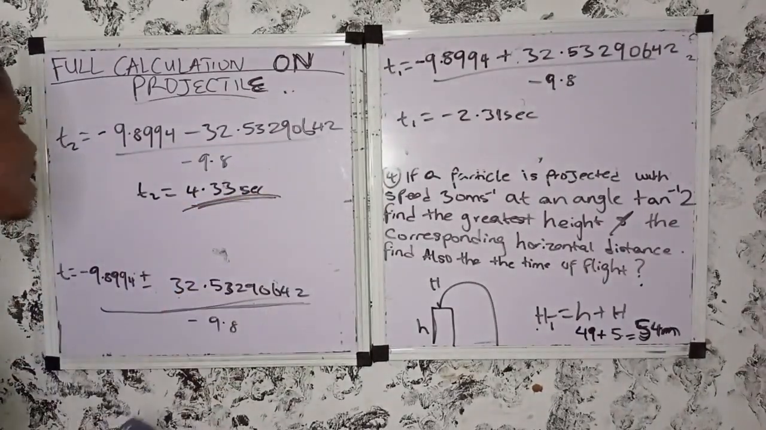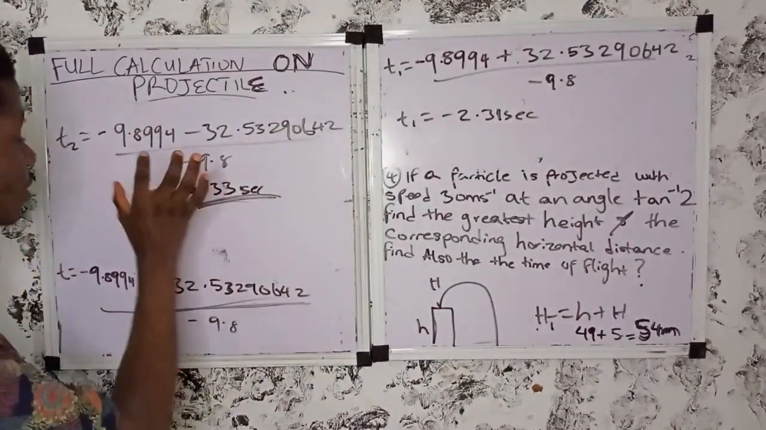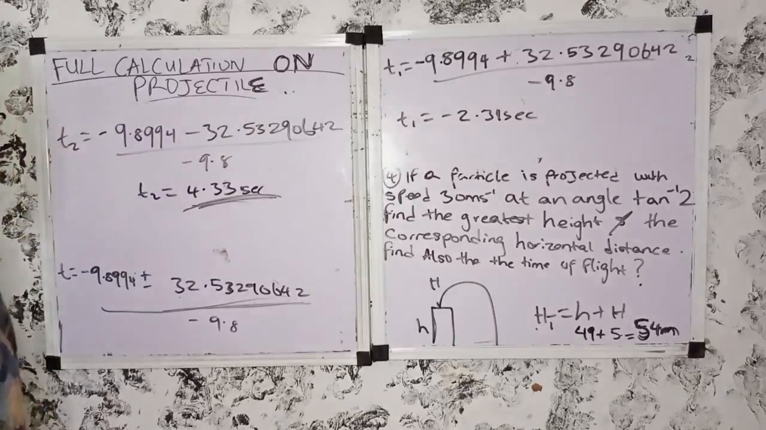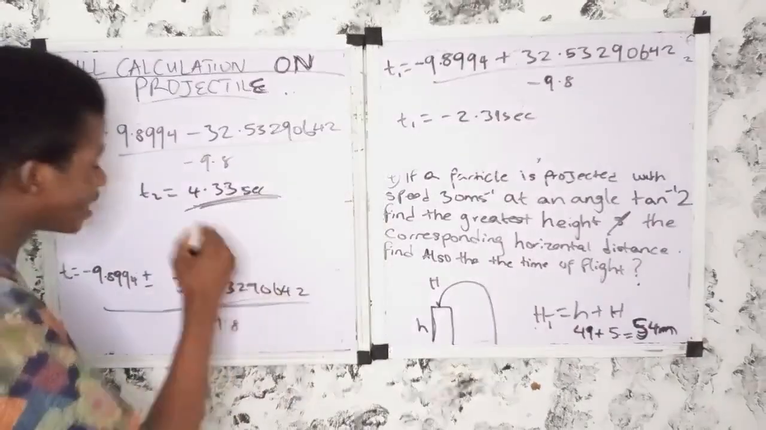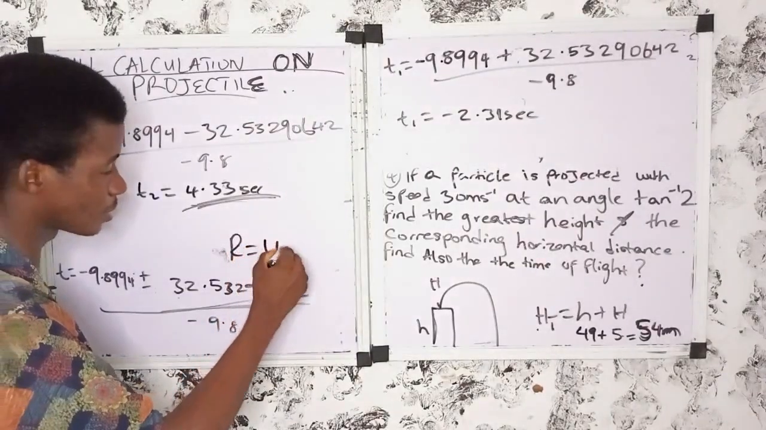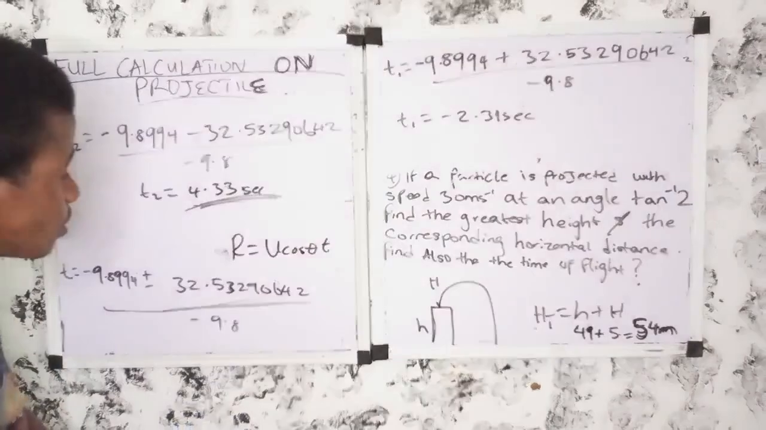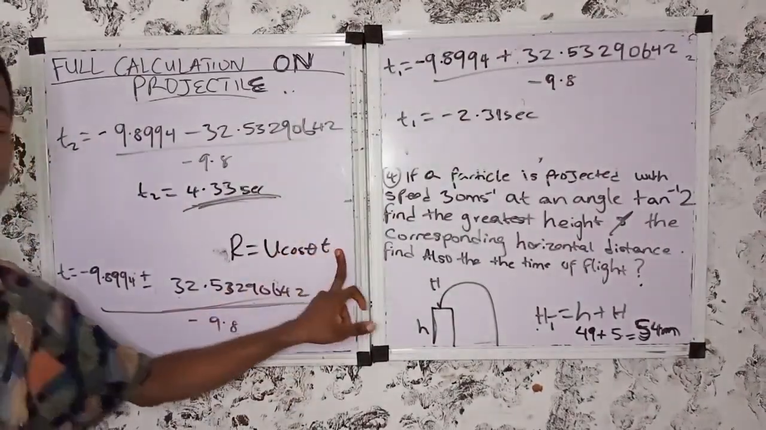Okay, so we have finally gotten our time. Now what are we looking for? We are looking for range, right? Range equals u cos theta, then times t. So we have finally gotten our time.